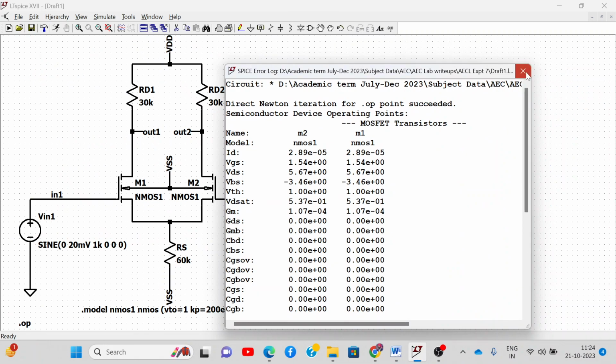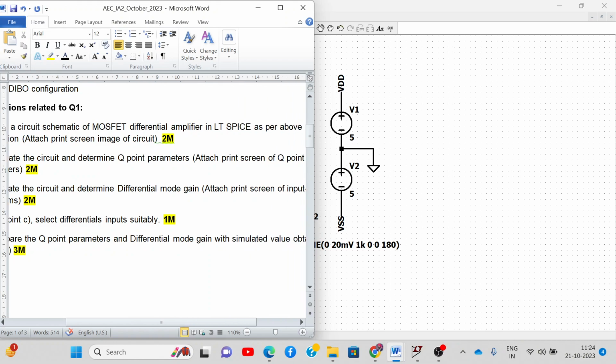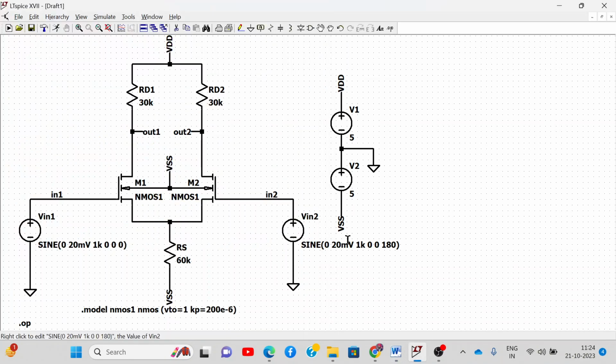Okay, so I'll close this. There is a fourth point also, D. For point C, select differential input suitably. I've already done that. I've already told you all, take the amplitude same and take the phase difference of 0 and 180 degree. So point D is already covered.